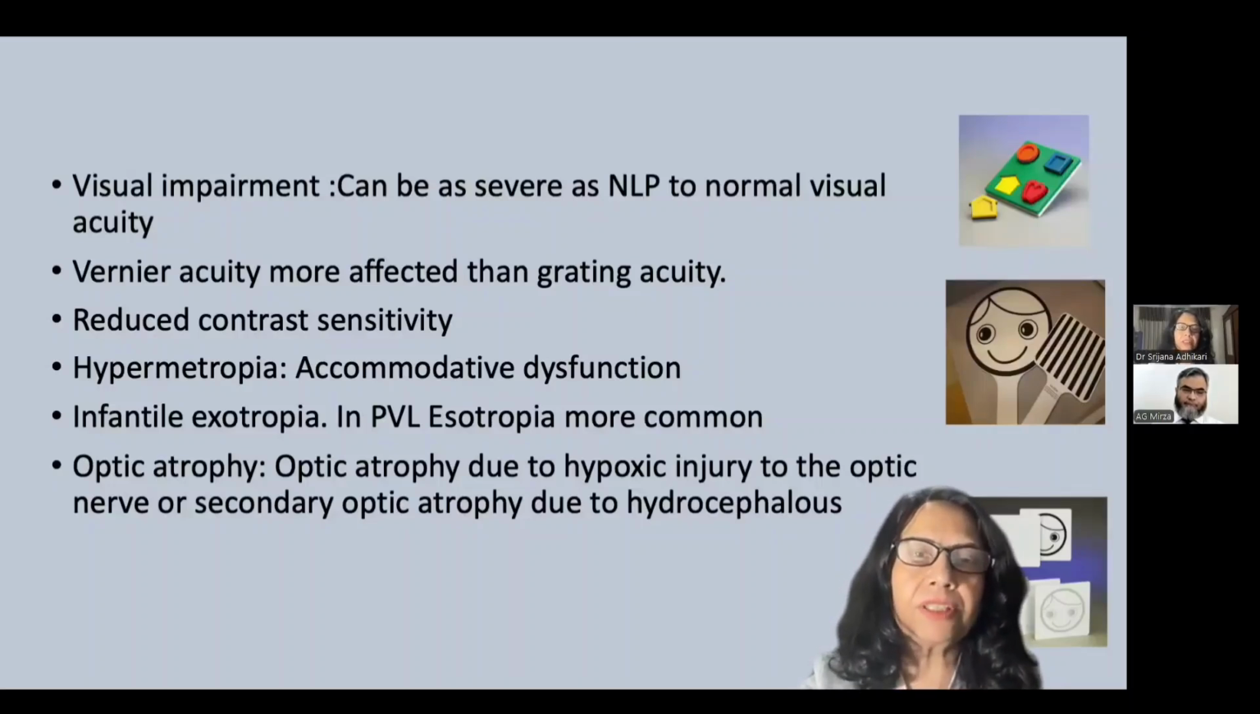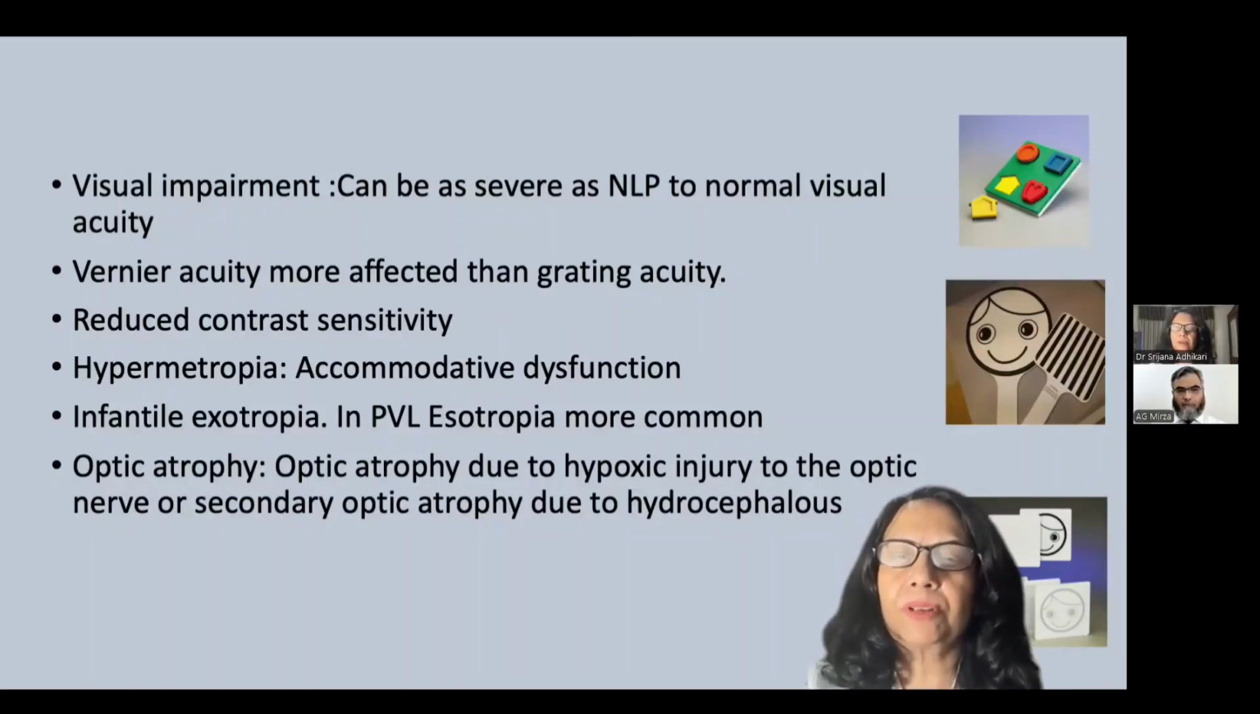Vernier acuity is more affected than grating acuity. Reduced contrast sensitivity is there. Refractive error, especially hypermetropia, can be there, and that leads to accommodative dysfunctions. Sometimes infantile exotropia can also be there. And optic atrophy can be associated with CVI sometimes because of hypoxic injury to the optic nerve, or secondary optic atrophy due to hydrocephalus.